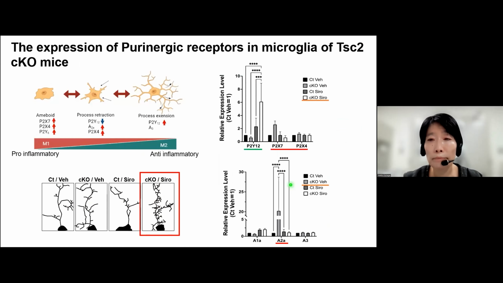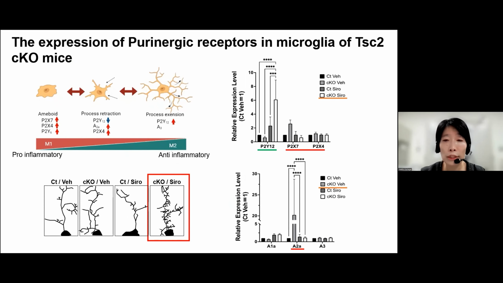Furthermore, we investigated the expression of purinergic receptors in microglia, because microglial morphology and functions depend on the expression of purinergic receptors. These are some purinergic receptors. Among these receptors, P2X7, P2X4, and A2A receptors are commonly expressed in M1 microglia, while the P2Y12 receptor is reported to be expressed on M2 state microglia and to be involved in microglial process extension. In contrast, A2A receptor is involved in microglial process retraction.